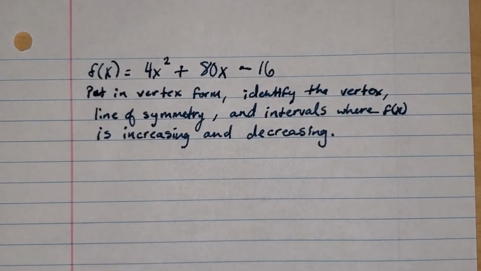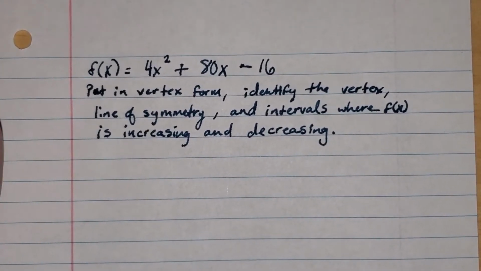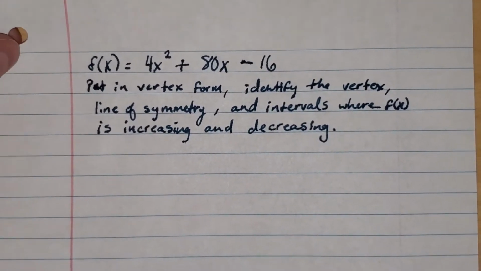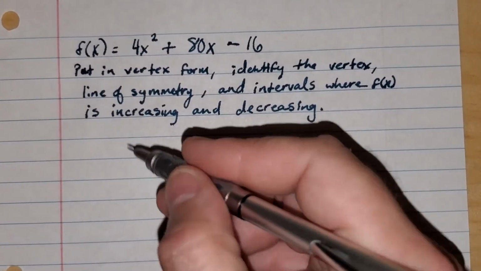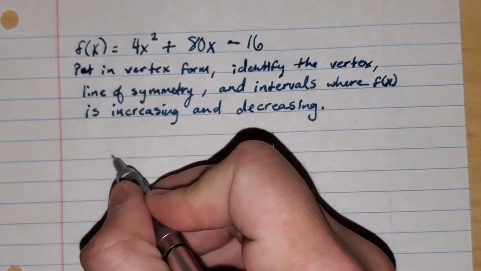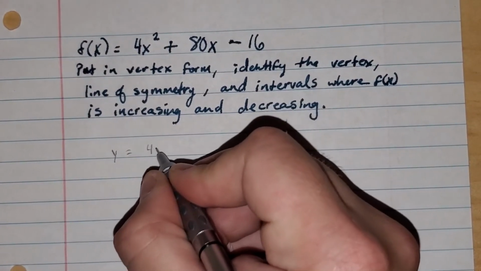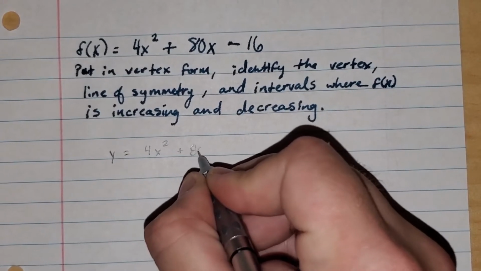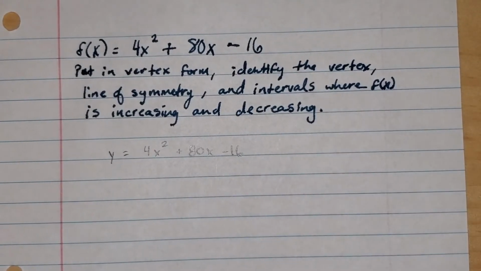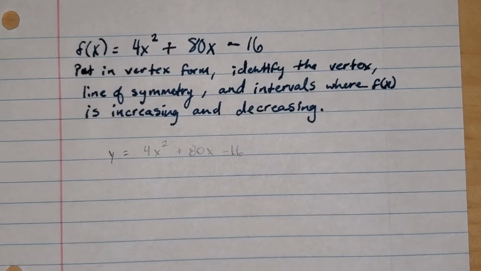So the big one here is you need to know how to put a polynomial in vertex form, okay? To put a quadratic in vertex form, you have to complete the square. So I'm going to make sure that if you see this, you know how to do it, okay? So let's take this particular polynomial here, and we're going to just write it down. And instead of putting f of x, I'm going to put y, okay? So I'm going to put y equals 4x squared plus 80x minus 16. Now, I'm going to tell you the process.